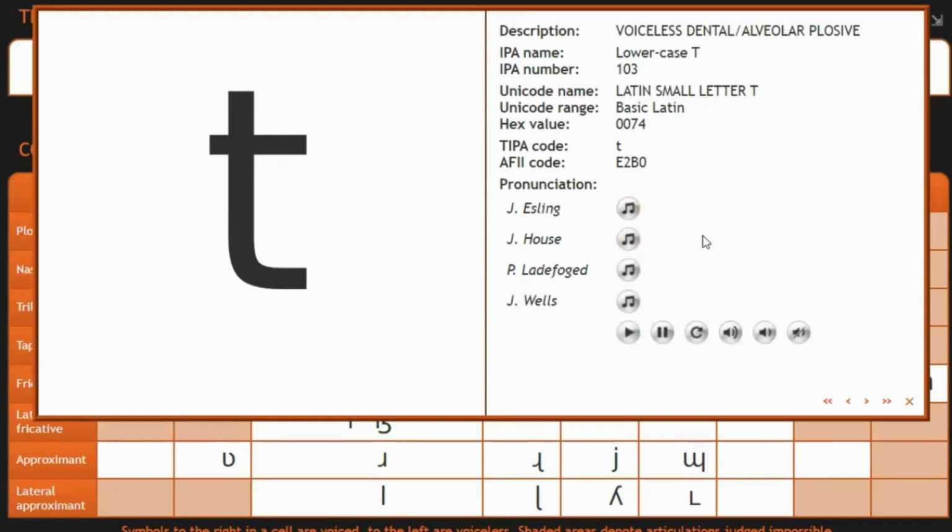So again, we can hear that that one is aspirated.